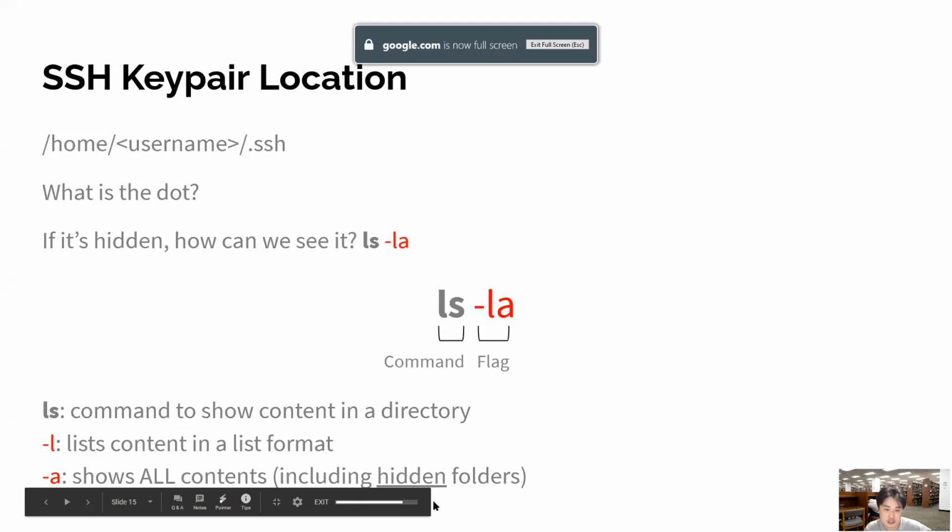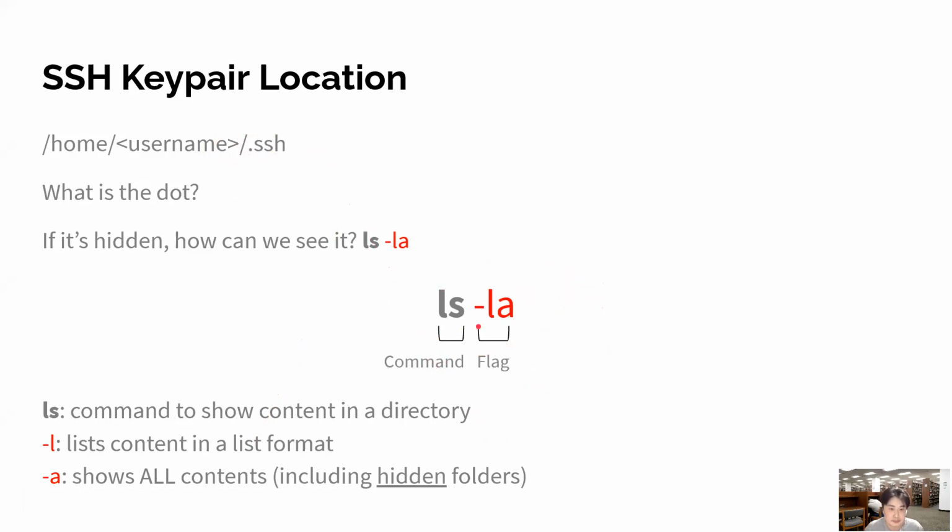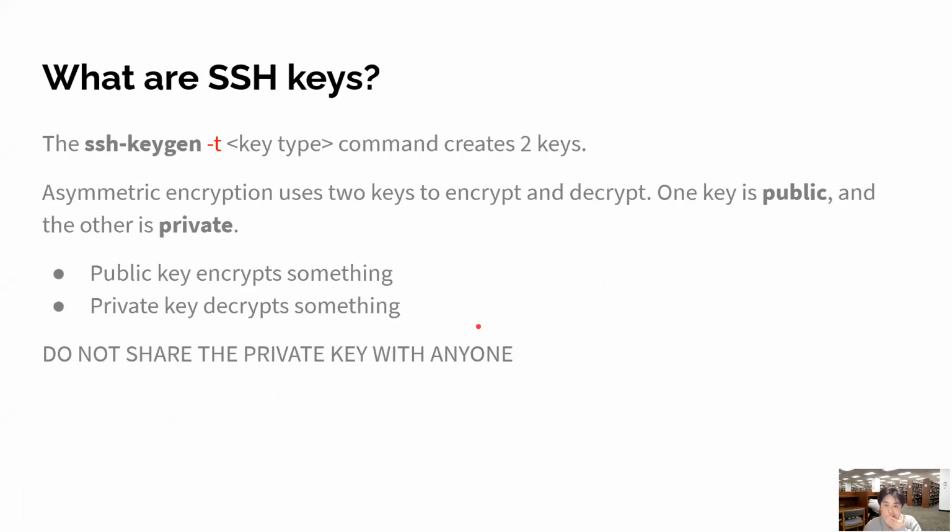So our SSH keys are in this directory, .ssh. The dot means it's hidden. You use this command to show it. This is very, very important. The command ssh-keygen created two keys. This is called asymmetric encryption because it uses two keys to encrypt and decrypt something. The public key is what encrypts something, and the private is what decrypts something.